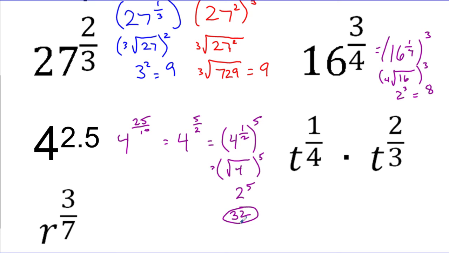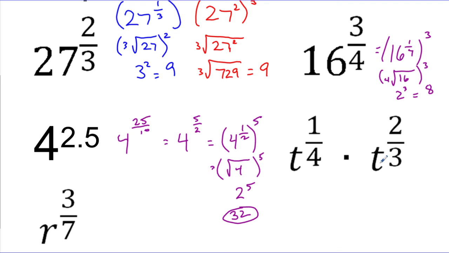So even if we have decimals, we're just going to convert those decimals into a fraction form, and then once they're in their fraction form, we can do what we've done in the past. Okay, so let's take a look at one more problem. We're not going to do this 3/7 problem. We'll stop at t. Okay, so this t to the 1/4 and t to the 2/3, now how do I handle this if I want to put it in radical form?